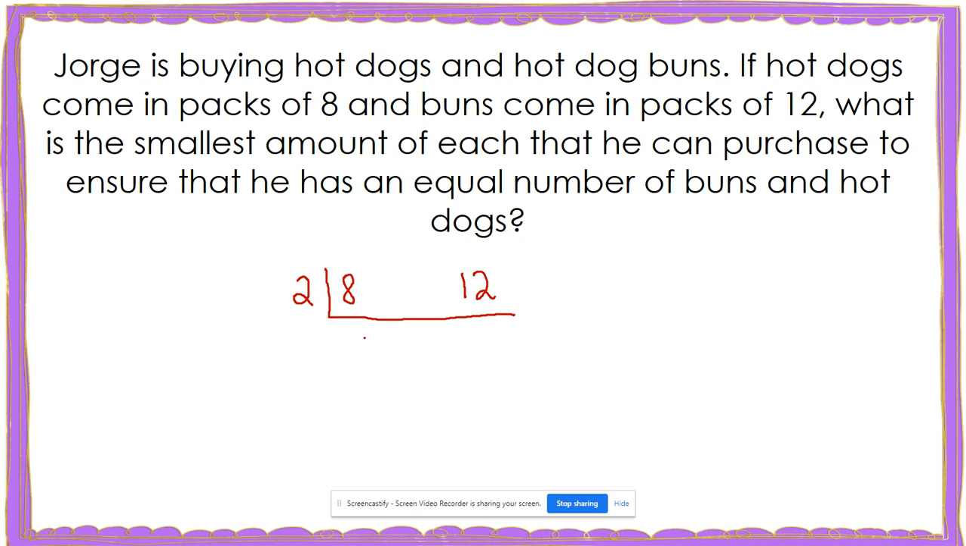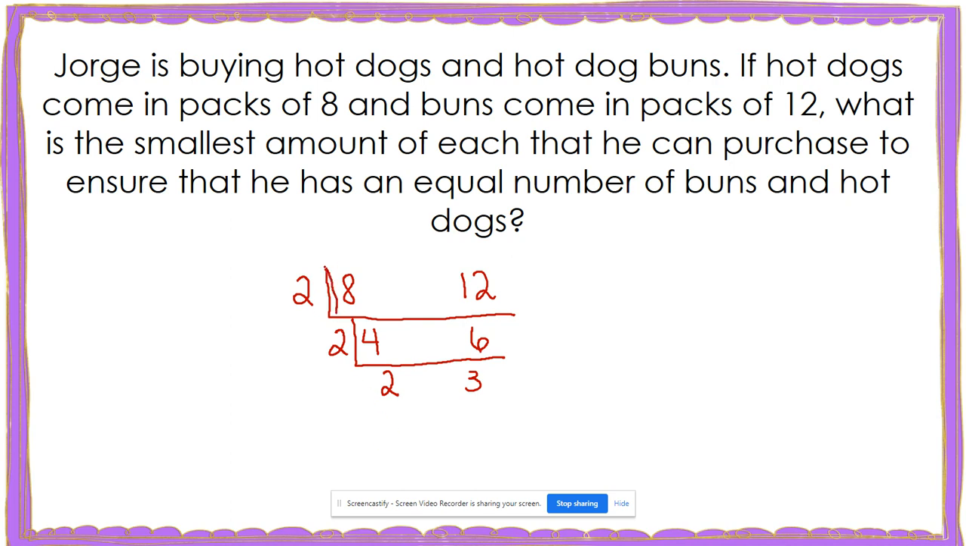Well, if I do 8 divided by 2, I'm going to get 4. And if I do 12 divided by 2, I'm going to get 6. If I look at 4 and 6, they still have a number in common. I can divide both of these by 2 also. So 4 divided by 2 would give me 2, and 6 divided by 2 would give me 3. Now 2 and 3 are both prime numbers, which means they're not going to have anything in common.